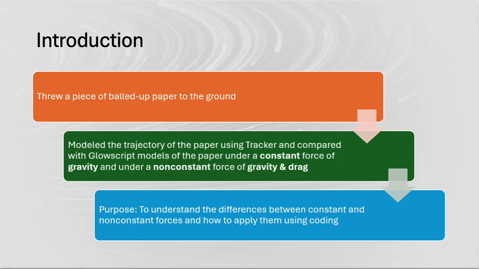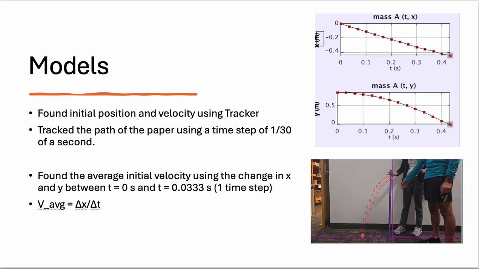So, in this lab, we threw a piece of balled up paper to the ground and modeled the trajectory of that paper using Tracker and compared it with GlowScript models of the paper under a constant force of gravity and under a non-constant force of gravity and drag. The purpose of this was to understand the differences between constant and non-constant forces and how to apply them using coding. In our models, we found the initial position and velocity using Tracker.